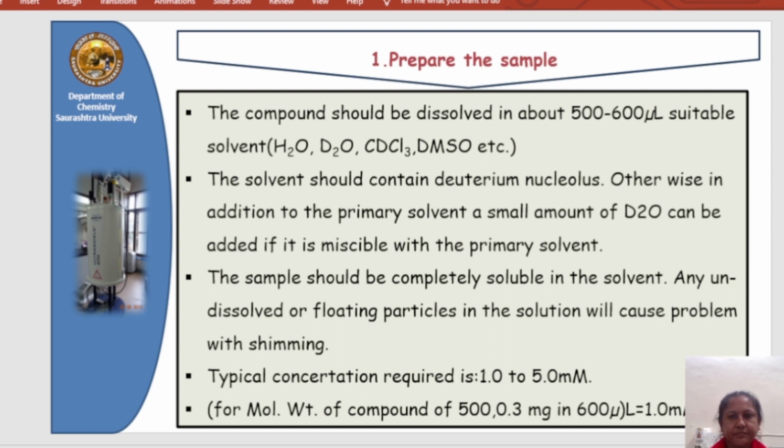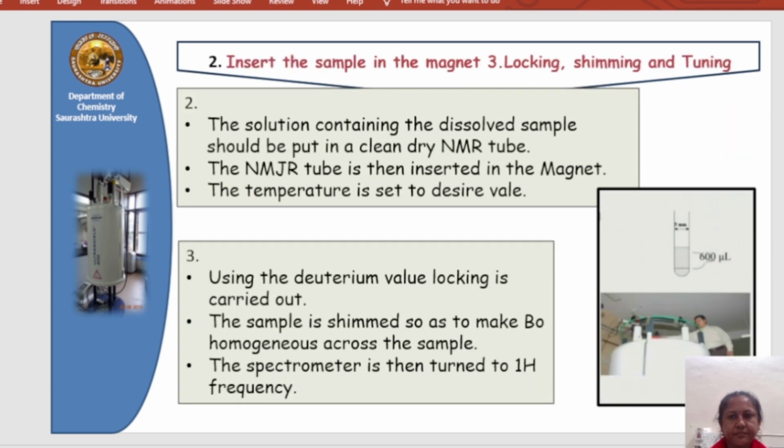So this is how we can prepare the sample. The next important points for recording the NMR spectra, we discuss two points in this slide. One is inserting the sample in the magnet. Second is locking, shimming and tuning. What is the meaning of locking, shimming and tuning? We will discuss that, but first the sample insertion.